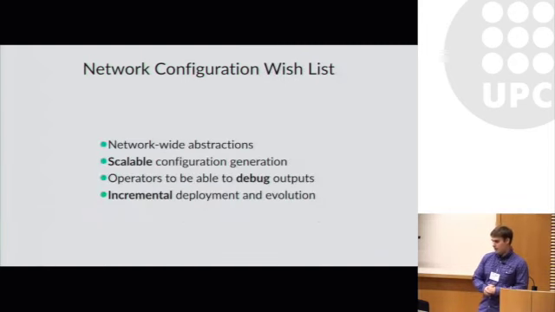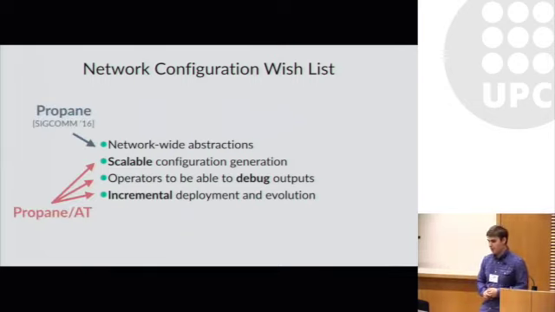So ideally, what operators would like is the following. You want some way to write high-level programs about what your network should do. So you shouldn't have to think about the fact that it's distributed. You want a tool that can basically generate these configurations in a scalable manner. It should be easy to debug, and it should be easy to incrementally modify and deploy without having to make sweeping changes to everything. So in our previous work called Propane, we tried to tackle this first problem about network-wide abstractions. And so today I'm going to talk about how we can extend these ideas using abstract topologies to get all three of these nice other properties as well.